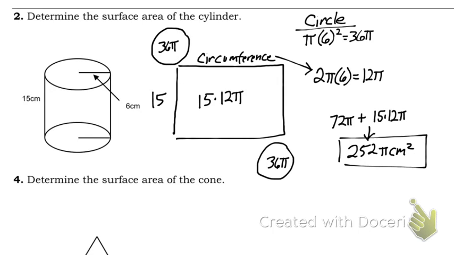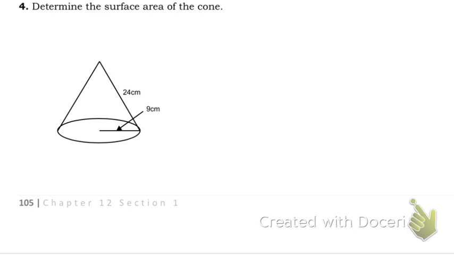Okay. The next shape we have is a cone. Part of a cone is easy to get. The other part is not so easy. So a cone has a circle on the bottom. So we have a circle. That's easy to calculate because we know the radius is 9. So our area is going to be pi times 9 squared, which just equals 81 pi. So that circle right there is 81 pi.